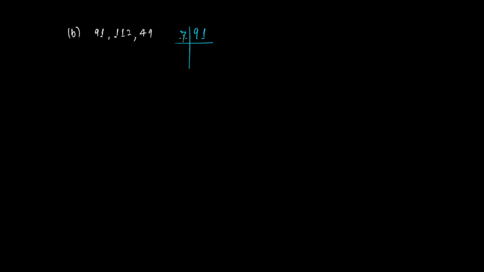Yes, because if you divide 91 by 7, the quotient is 13, and you write 13 here. Now, what about 13? 13 is itself a prime number, so it can only be divided by 13. So this is the prime factorization of 91, and you write it in the form of 7 times 13. Now, come to 112.